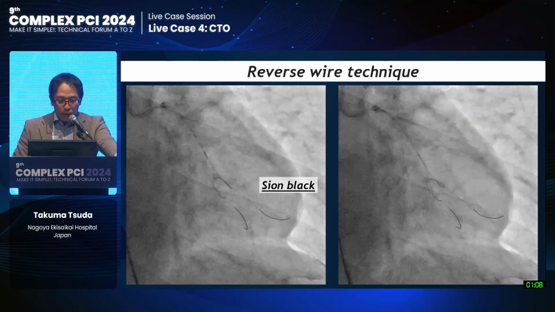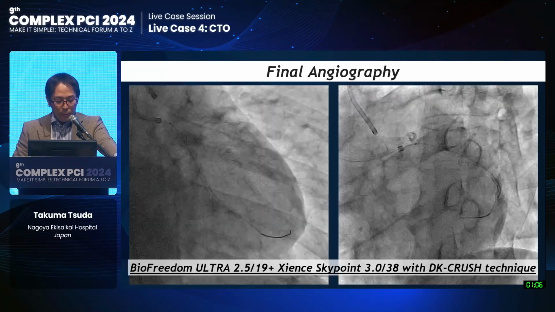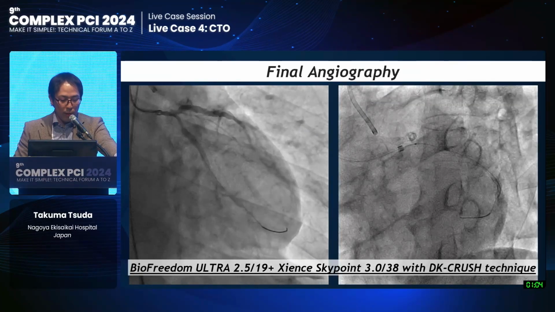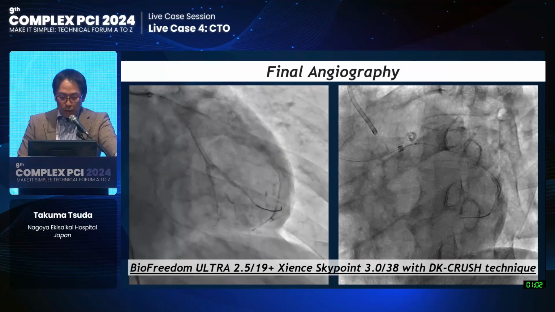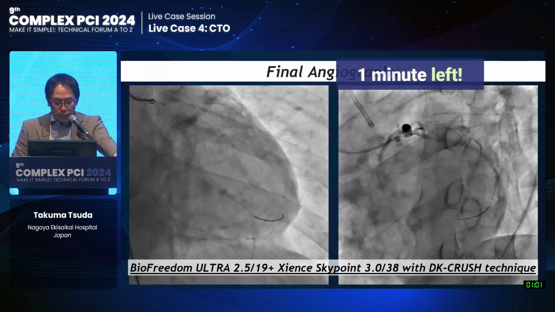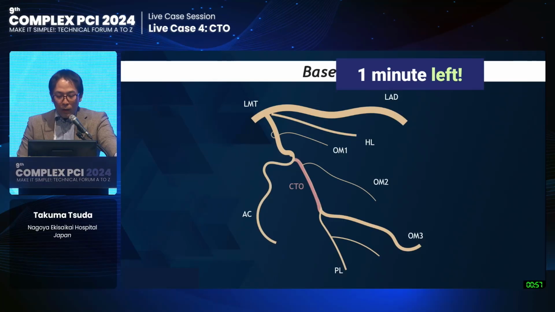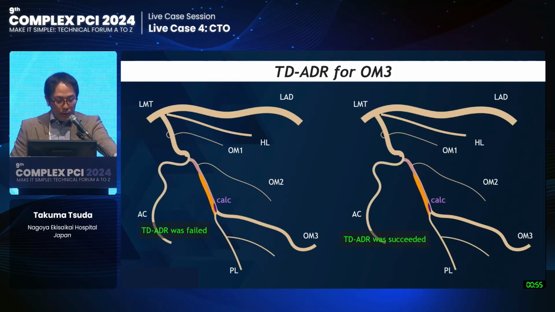And after that, the reverse wire technique was performed to protect the side branch. Finally, we recanalized this CTO with the decay crash. So this case is very interesting. But first of all, the TD-ADR failed at the bifurcation points.